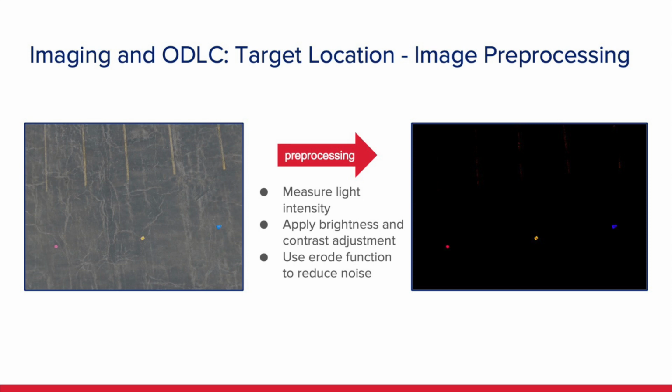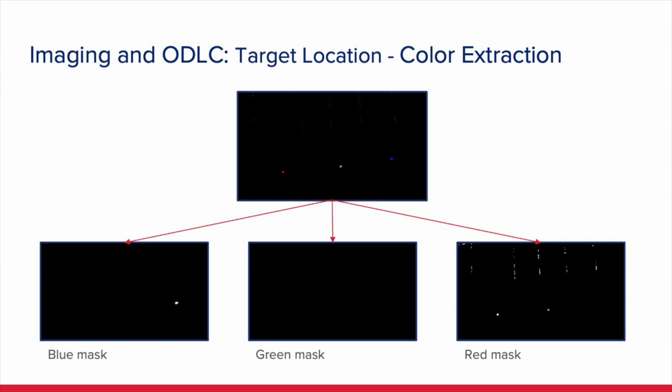Before target location, we must have image preprocessing. The general process for this includes measuring the light intensity of the image and adjusting the appropriate amount of brightness and contrast change. And finally, we use the OpenCV erode function to reduce the white noise. So we are now left with an image that contains the targets, and most of the extraneous features are completely removed.